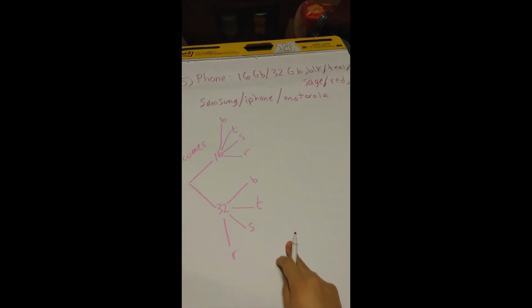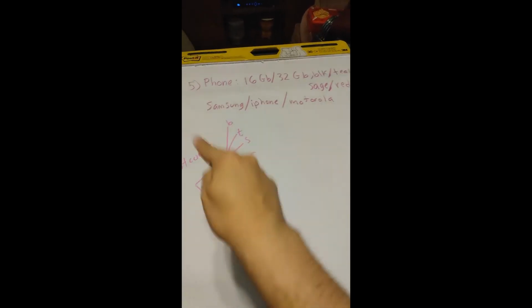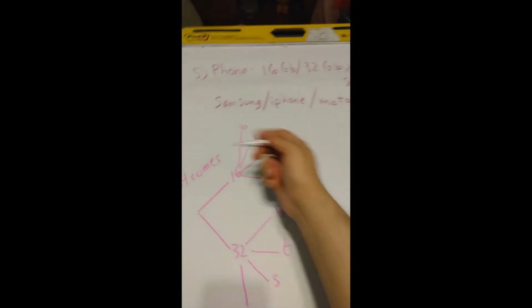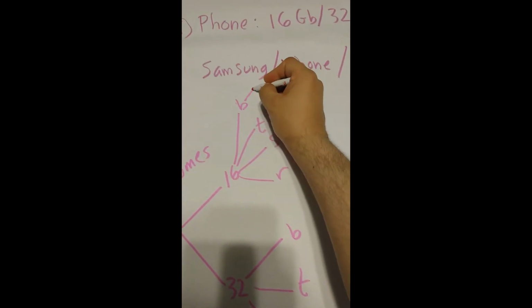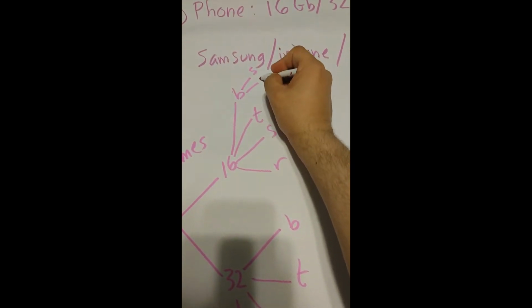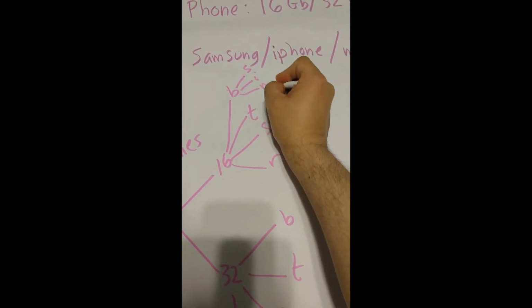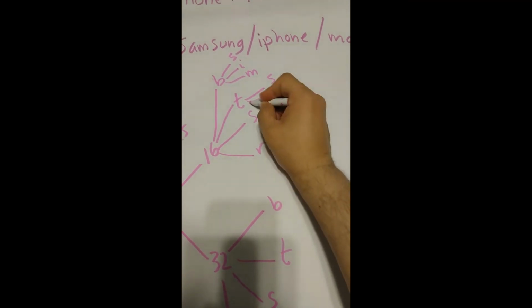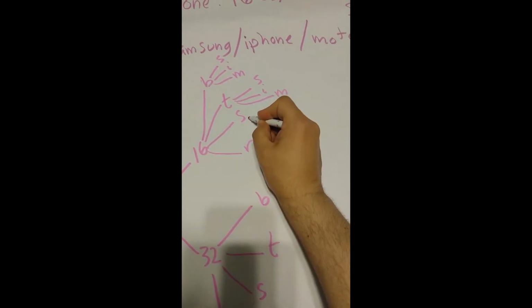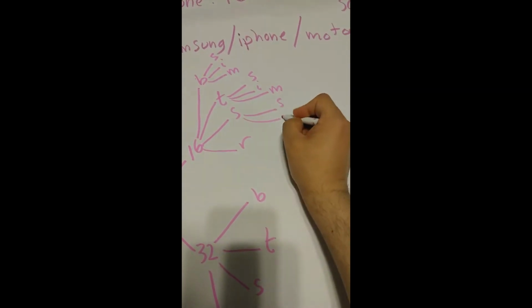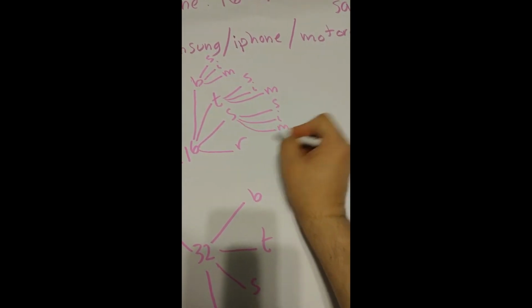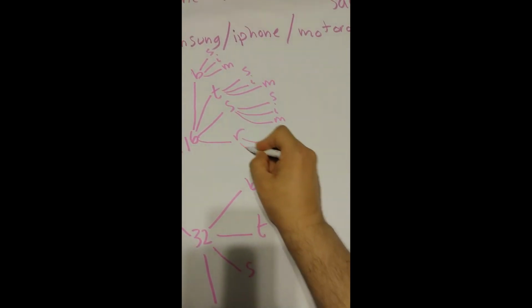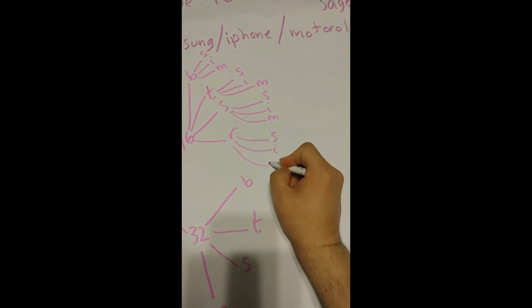Okay, we did the color. Now let's talk about the different models, the different brands. Each one needs to have 3, and we're going to reuse the S. So S, I, M.